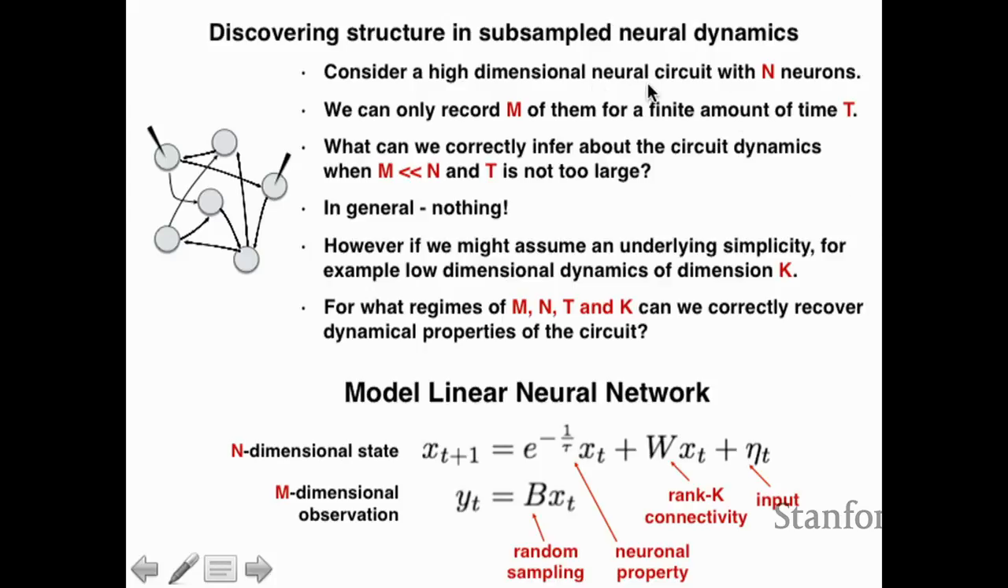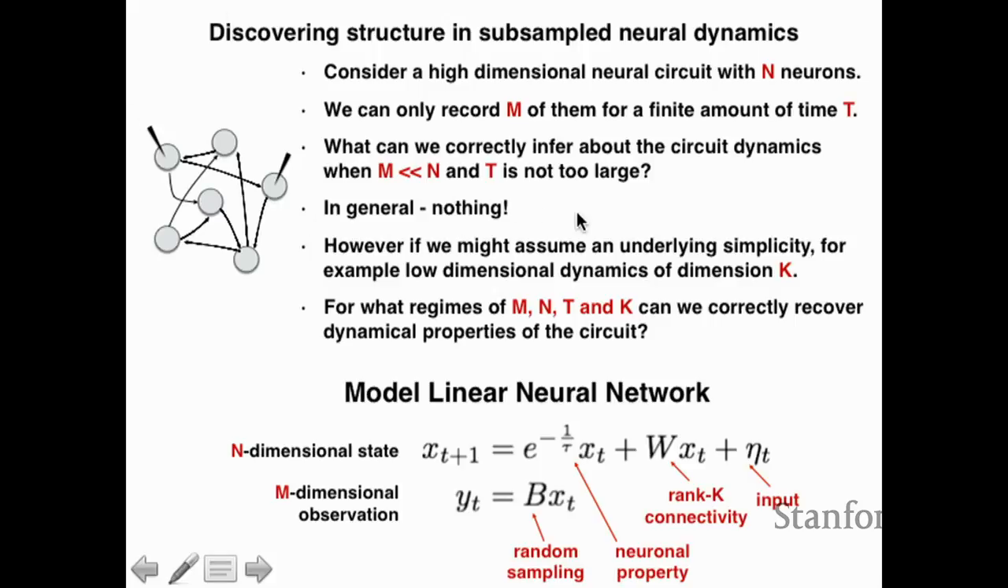So what's the setup of the problem? We can formalize this problem as follows. Consider some high-dimensional neural circuit with n neurons. Again, you only get to record m of them. The notation's all the same, for a finite amount of time t. What can we infer about the circuit dynamics when m is much smaller than n and t is not too large? And of course, in general, the answer is absolutely nothing. Okay, it's a seriously pessimistic problem in this regime for arbitrary recurrent neural networks.